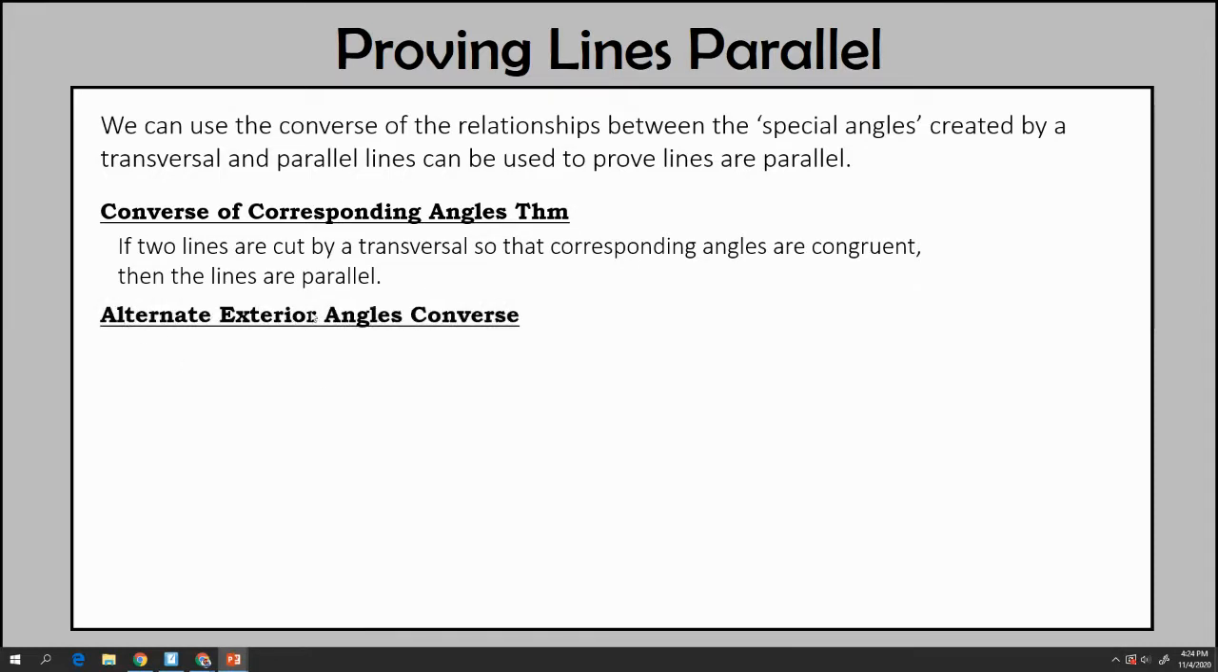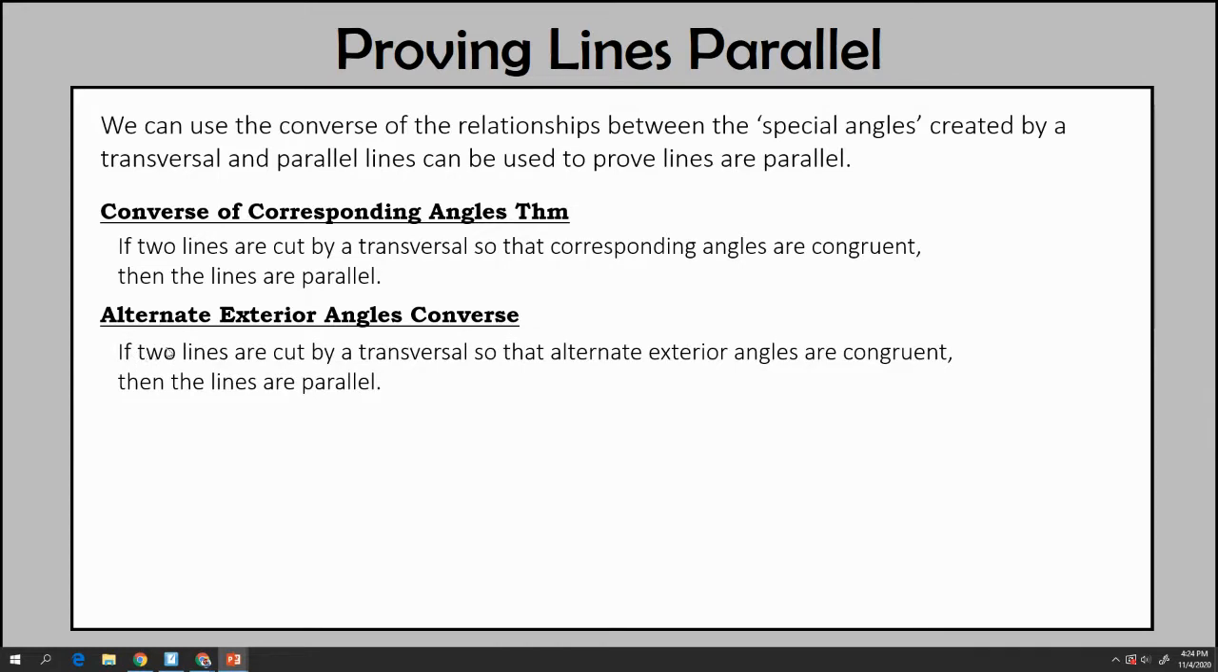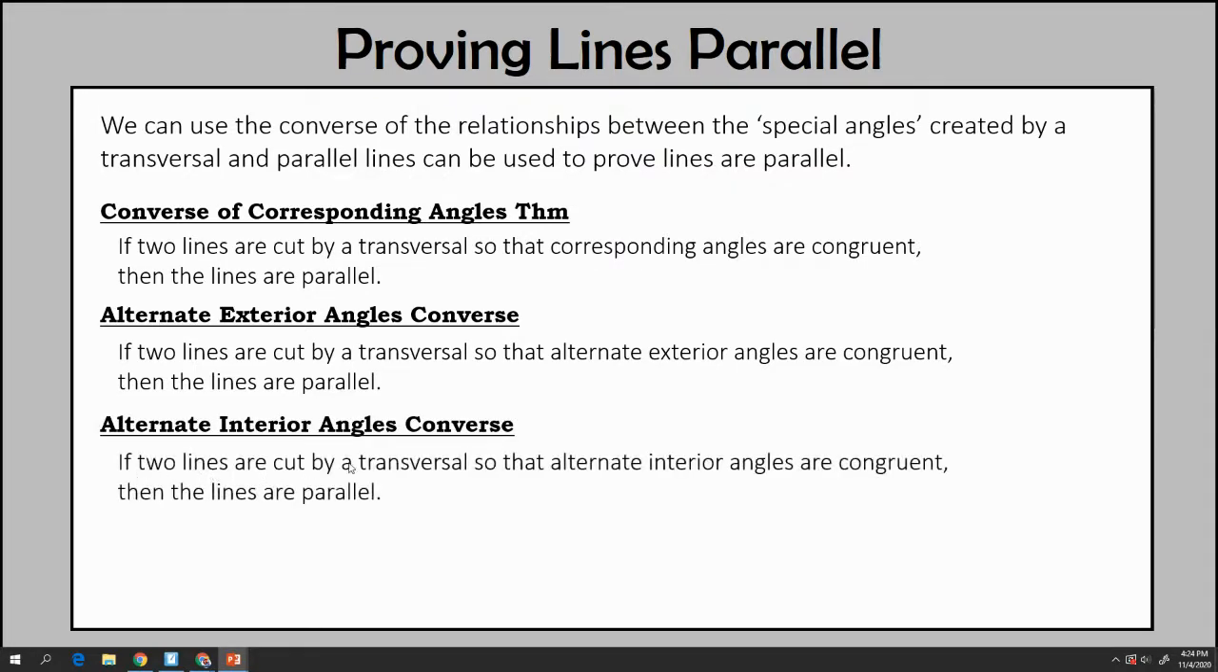Same thing works for alternate exterior angles. Prior to this, we said that if lines were parallel, then alternate exterior angles would be congruent. Now we're saying that if alternate exterior angles are congruent, then the lines have to be parallel. Alternate interior angles converse: if two lines are cut by a transversal so that alternate interior angles are congruent, then those lines have to be parallel.